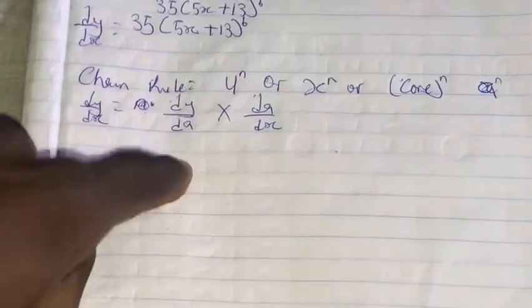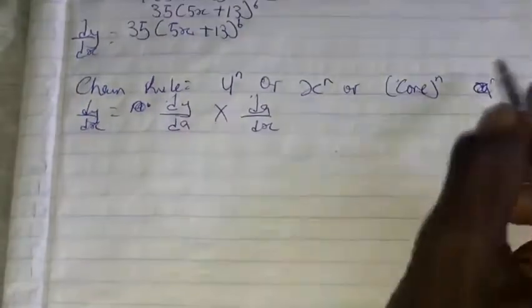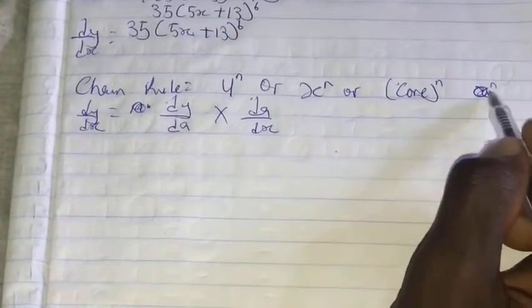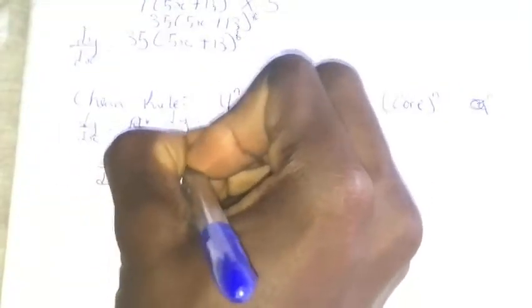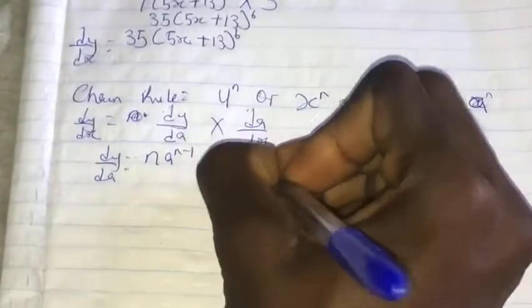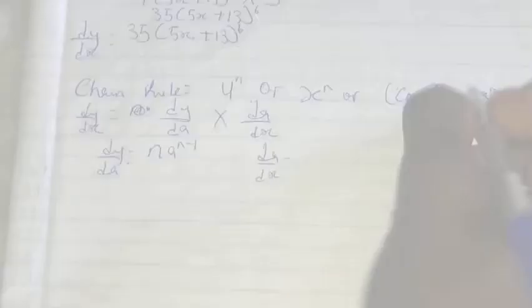Dy/dA here is this in total, that is nA. Dy/dA is equals to nA raised by n minus 1. Then dA/dx, you differentiate. So let us quickly dive into the question. Note this is our answer here.